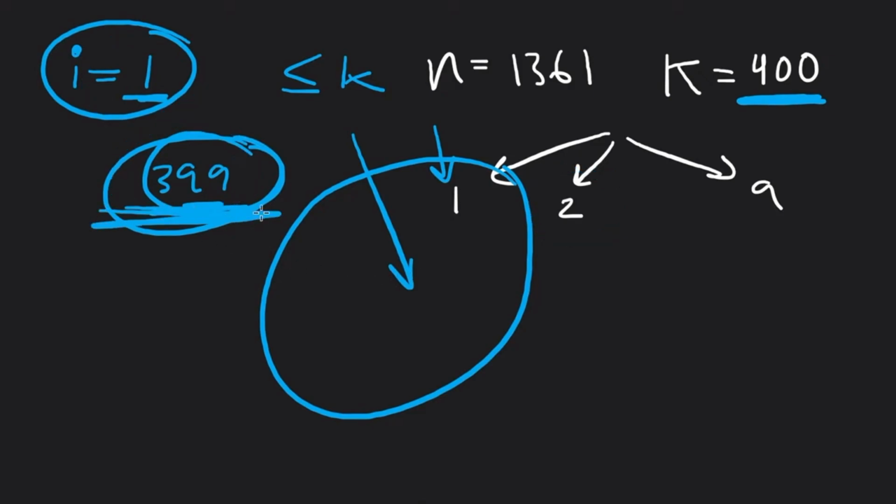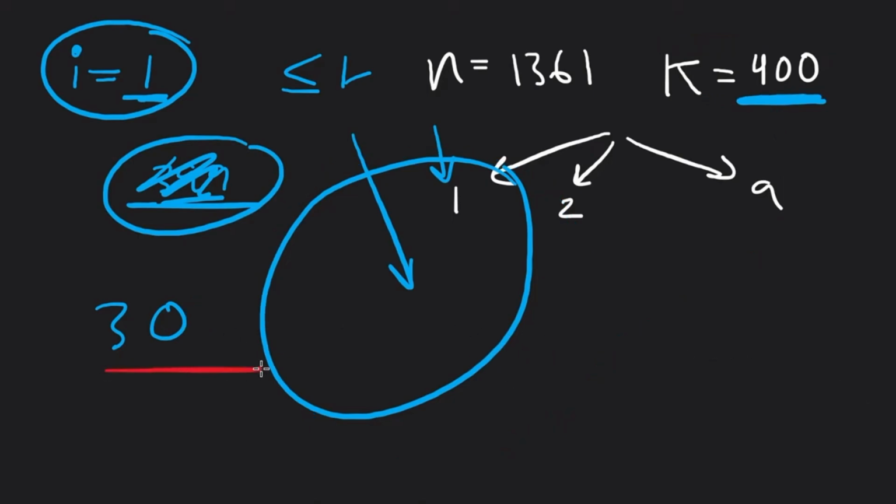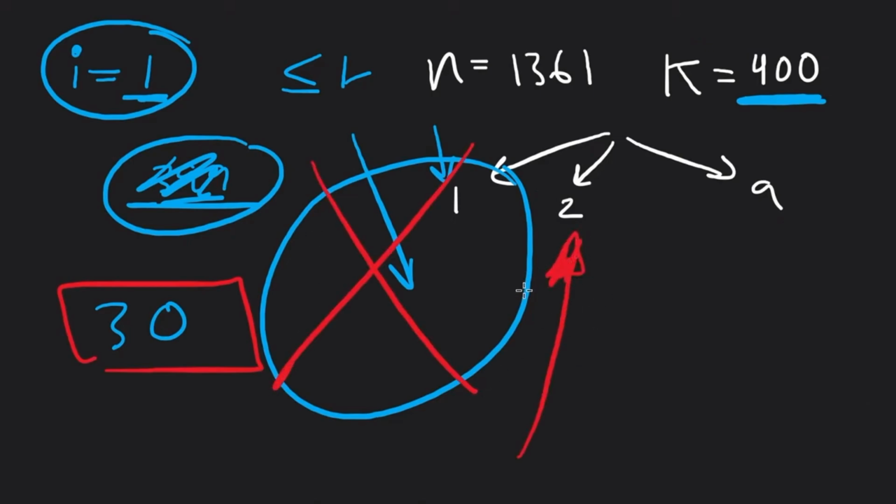Now, what if this was less? What if this was, instead of 399, it was 300? That tells us that there's only 300 in this entire tree. Thus, the 400th number can't possibly be in that tree, right? So that would mean that we just eliminated 300 candidates, and now we're going to go here. We took 300 jumps, and now we're here.